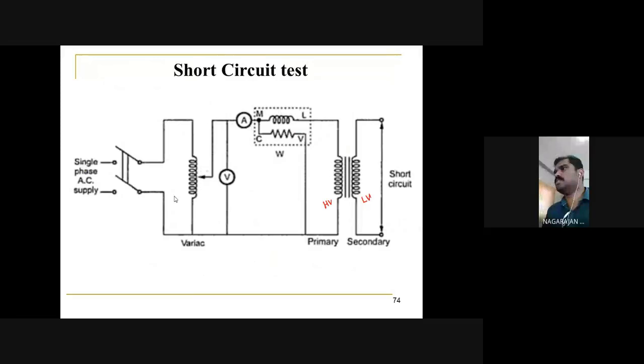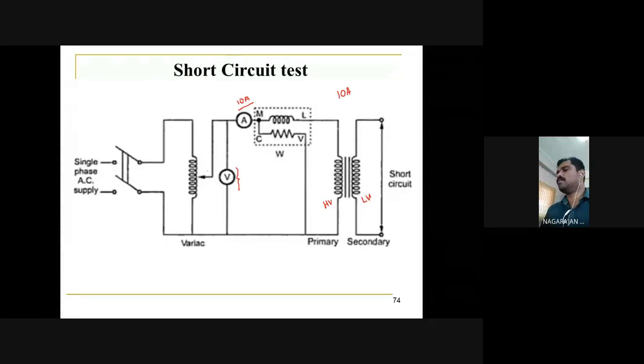Since the secondary side is short circuited, we will perform this experiment up to the rated current of the transformer. For example, if the transformer rating is 10 amperes, the maximum allowed current for this ammeter should be 10 amperes. We will not consider the voltage value of this transformer. We are focusing on the current magnitude only.